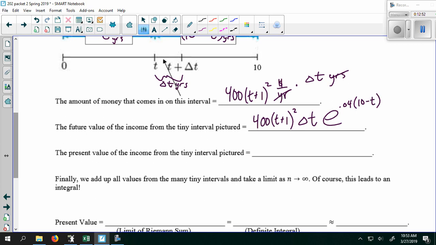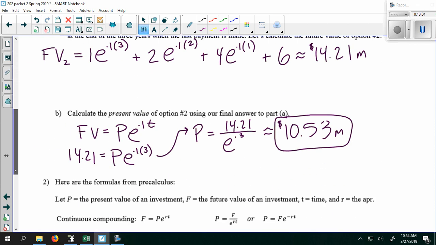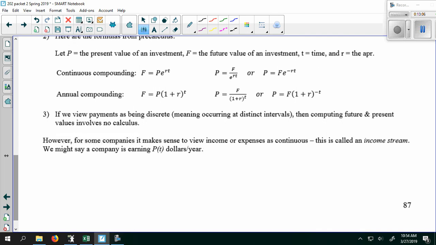So that is the future value of my income. Let's see if we can come up with the present value of that amount of money. So the present value formula, just jump back real quick. The present value formula is this one. So now we're going backwards in time.